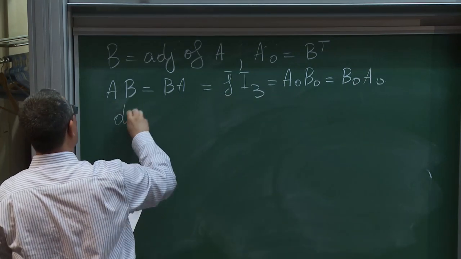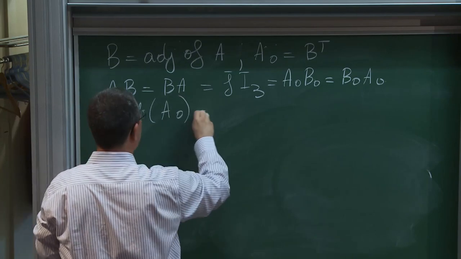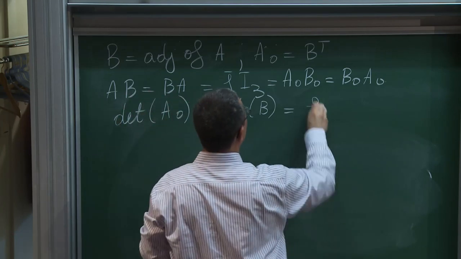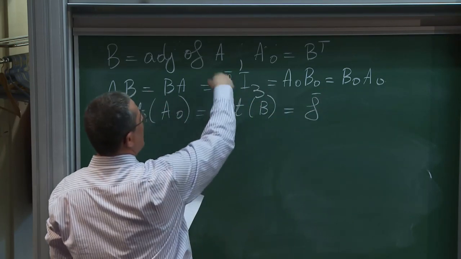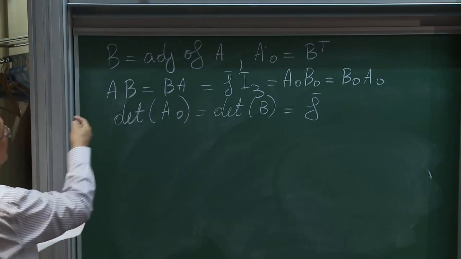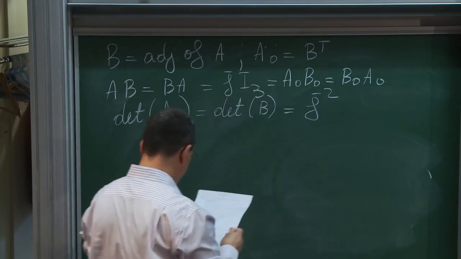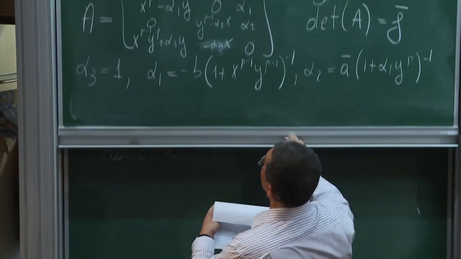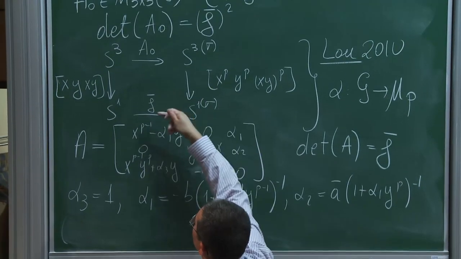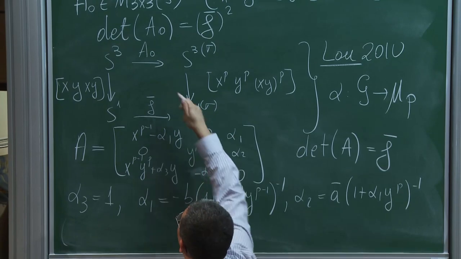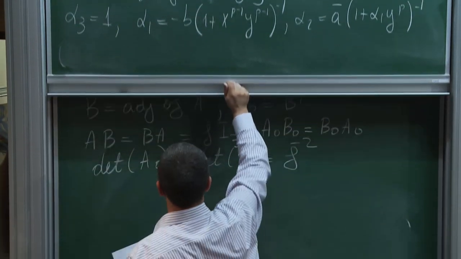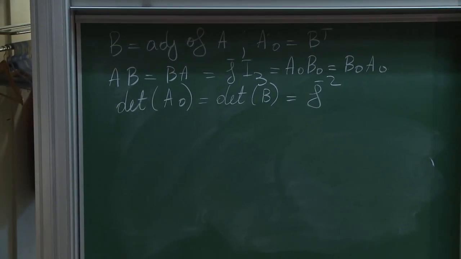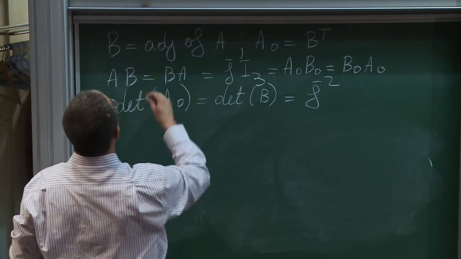And of course, the determinant of A naught is the determinant of B, and the determinant of B becomes easily computable as F bar to the power 3 divided by the determinant of A, so therefore it becomes the second power. And the fact that we have such a thing implies that the co-kernels of these two maps are annihilated by F bar. It's trivial in this case. And because of the determinant of A naught being equal to F, the same thing holds for the map defined by A naught.